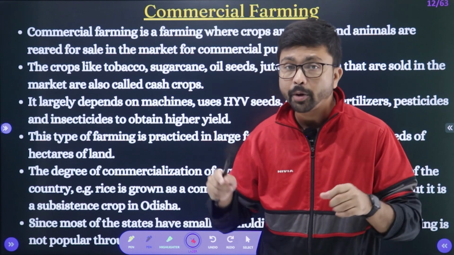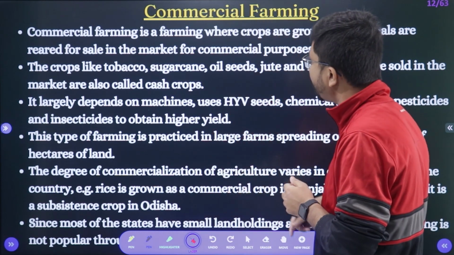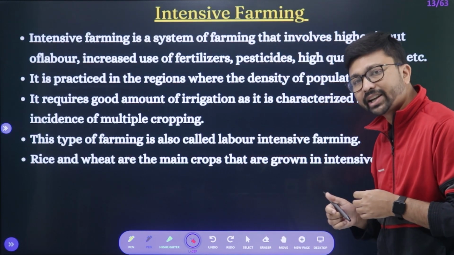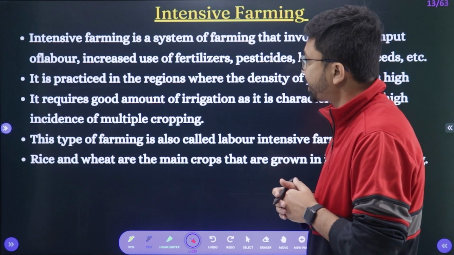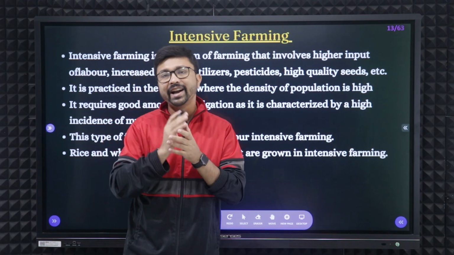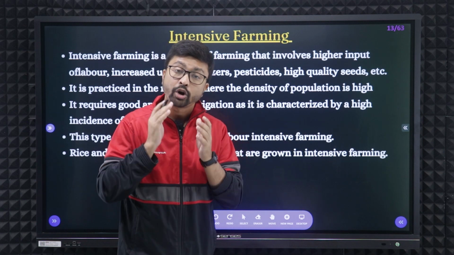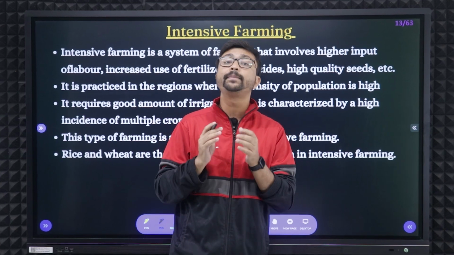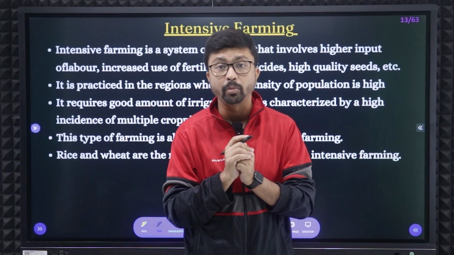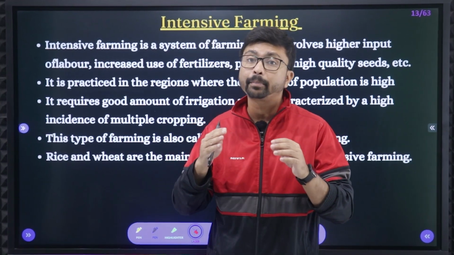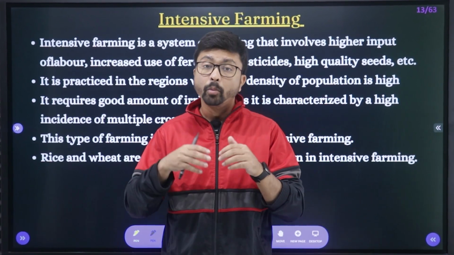And by the time the population increased, for feeding the whole population, they had to go for commercial farming. Within commercial farming, there are two types: one is called intensive farming, and the other is called extensive farming. So let's start with intensive farming first. Remember, intensive farming is practiced in areas where the population is high, meaning where the population density is more. So on small agricultural land, they involve much more manpower and try to get more production.